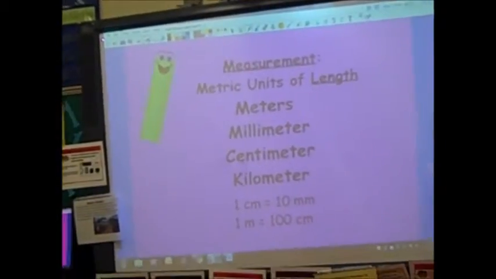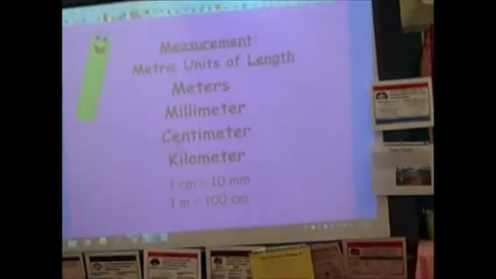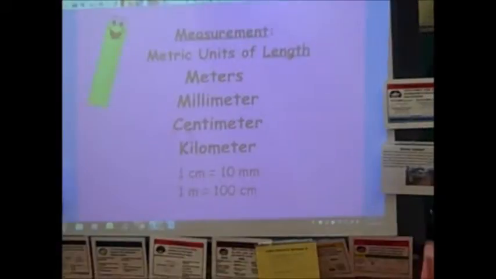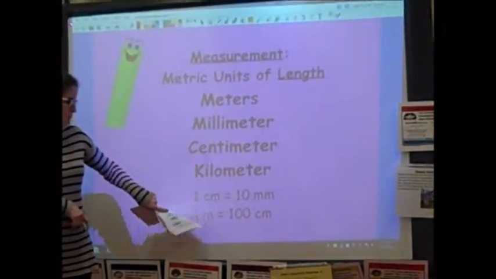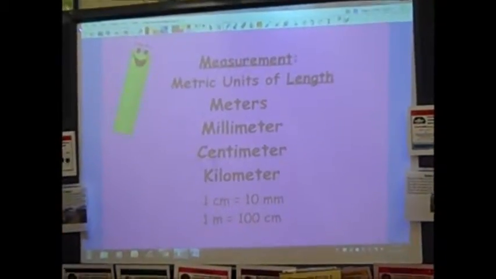So for metric measurement, we have meters, millimeters, centimeters, and kilometers. And then we have 1 centimeter is the same as 10 millimeters. 1 meter is the same as 100 centimeters.